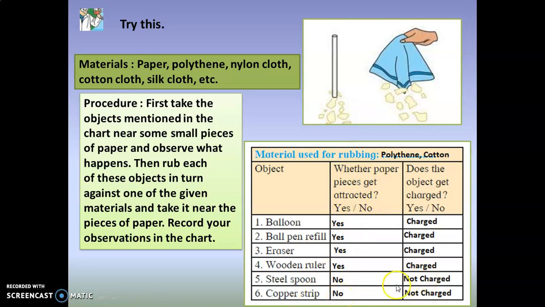So I will say that these objects are not charged, because what we have studied is that only a charged object will attract the piece of paper. So the balloon is getting charged, and the ball pen refill and eraser also, after rubbing. Suppose I am rubbing the balloon on the polythene bag, it will get charged and it will attract the paper. But if I am taking a steel spoon and rubbing it, then it is not going to attract the paper. That means it is not charged. You can pause the video and write this in your textbook.